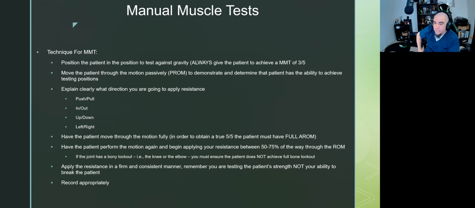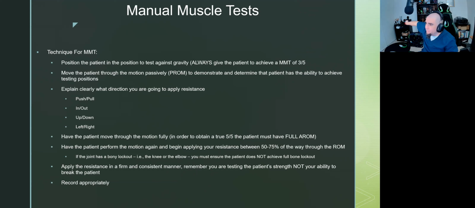Have the patient perform the motion again and begin applying resistance about 50 to 75% of the way through that range of motion. If the joint has a bony lockout, such as the knee or the elbow, you have to make sure the patient doesn't get to that bony lockout. So for example, if I am testing elbow extension, if I lock my elbow fully out and I get that bone-on-bone lock going on, you can push me pretty hard and I can resist a lot of force, even though my muscles may not be strong enough. Because that bone-on-bone is going to lock it in place and it's not going to let you flex that elbow. That's what you're doing because you're going to be pushing against me, right?